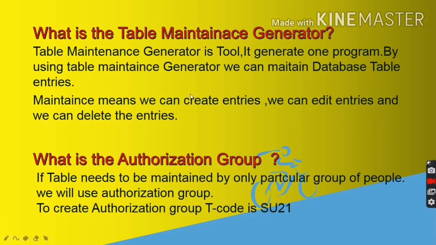The next question is, what is an authorization group? If data needs to be maintained only by a particular group of people, and you want to give these kinds of permissions, we will use the authorization group. To create an authorization group, we will use the transaction code SU21.